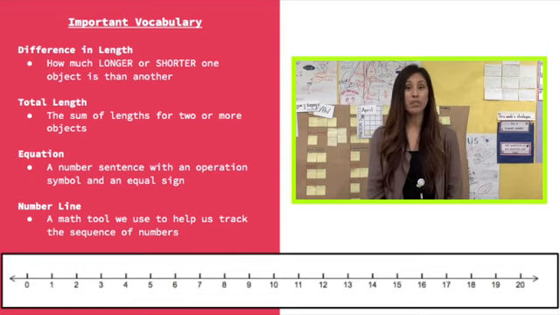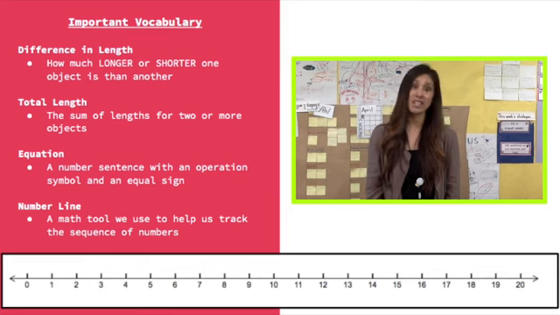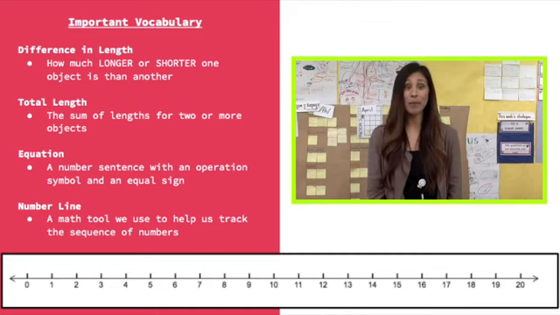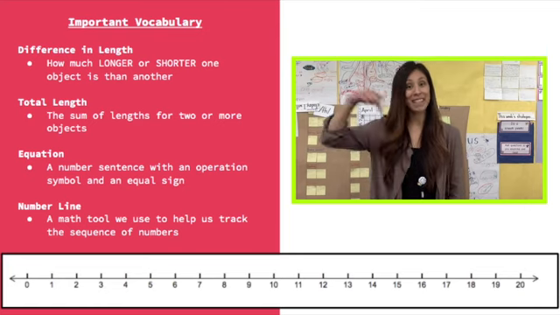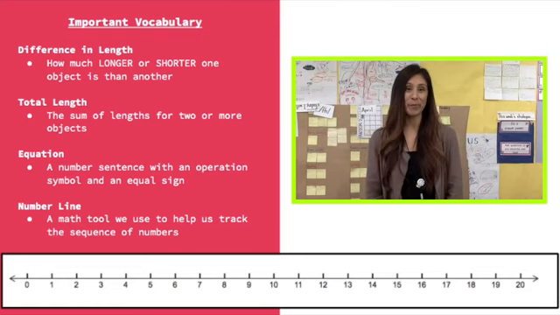We also have the word total length. So of course that just means the sum of lengths for two or more objects. We have the word equation, which is just a number sentence that has an operation in it, like addition or subtraction, and it also needs to have an equal sign. Our last word is number line, which you should recognize from our recent lessons. And a number line is just a math tool that we use to help us track this sequence of numbers. And down below, you can see an example of a number line.